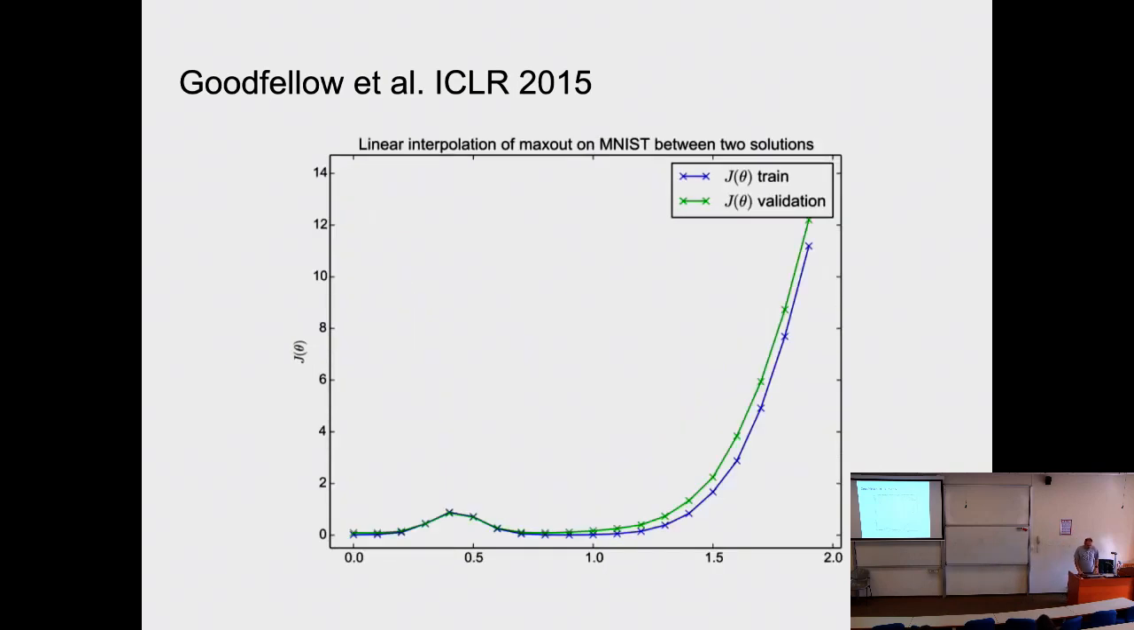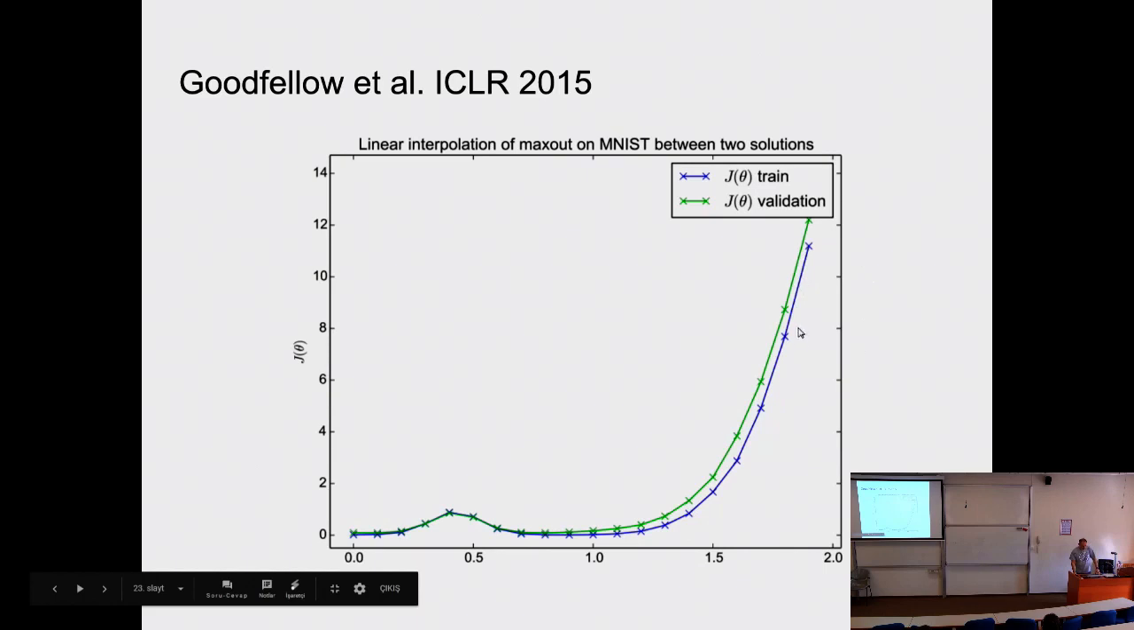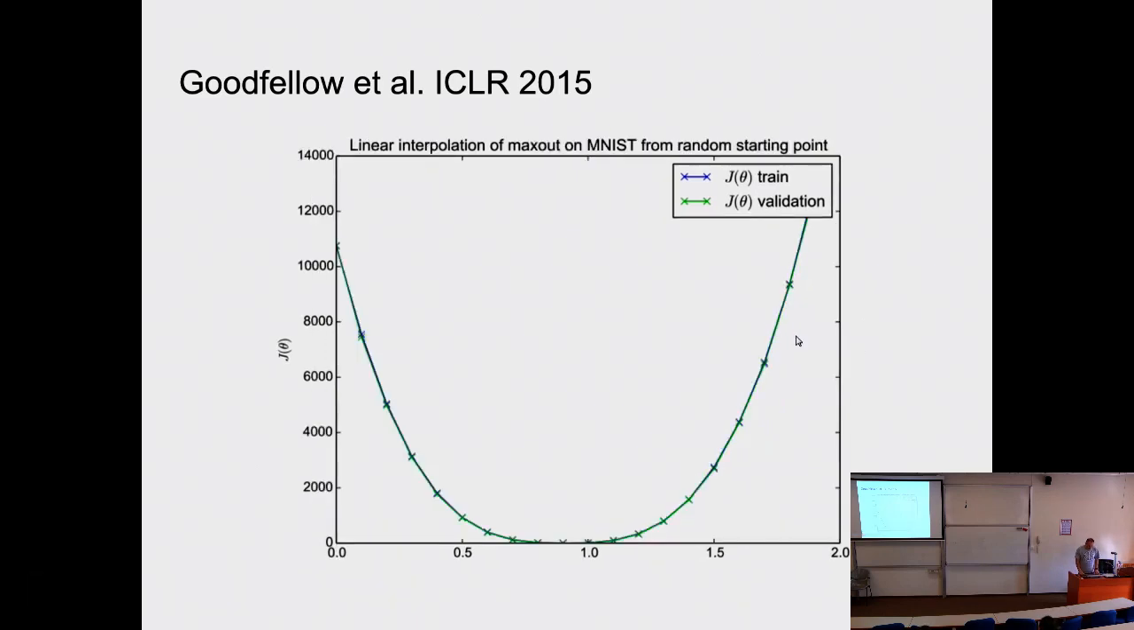So here is the interpolation between two solutions. At 0 there is a solution, at 1 there is another solution. And as you can see, in the middle it goes up a little bit. But again, as you move away from the solutions, the loss slowly rises. From a random starting point, it looks like a very, very smooth function. Should be very, very easy to optimize. But again, it takes 100 epochs because the space is very high dimensional.